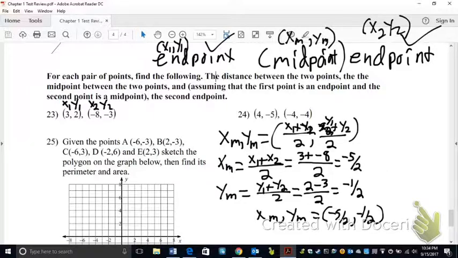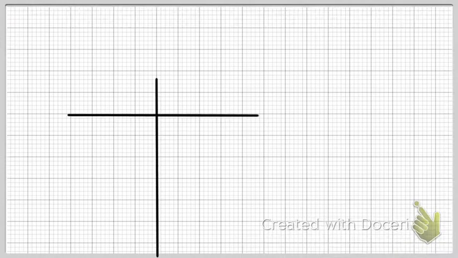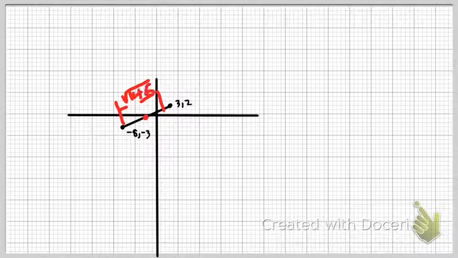Again, it may be helpful to quickly flip back and forth between these using the rewind, fast forward buttons. So that's 3, 2. That's negative 8, 3. So that point right there, negative 5/2, negative 1/2, is the midpoint. That makes sense. That right there is the square root of 146. And that's the distance. So those are the first two parts we have.